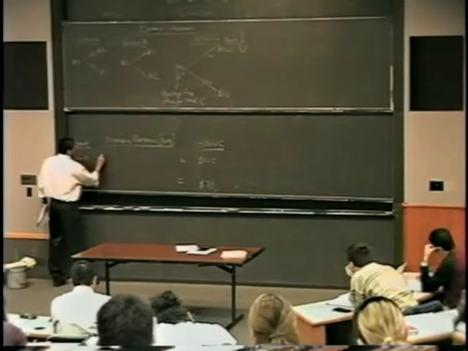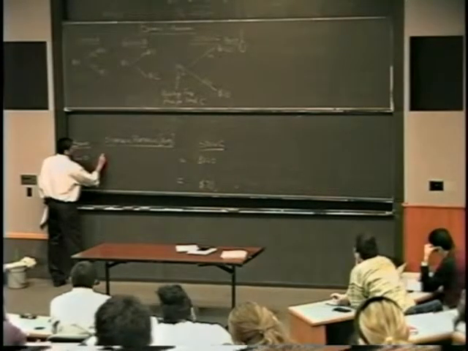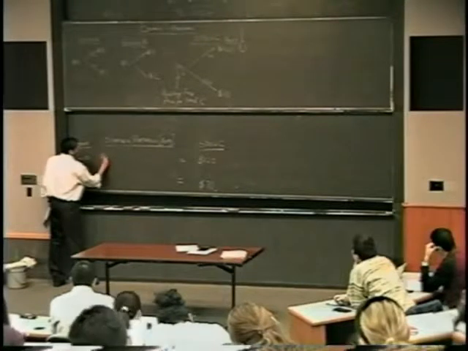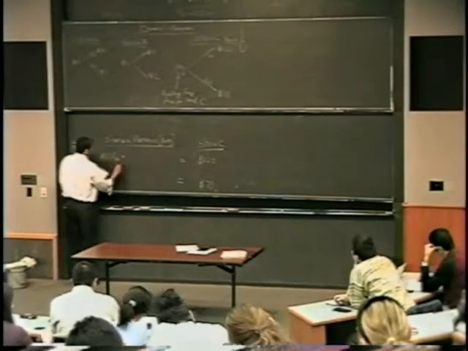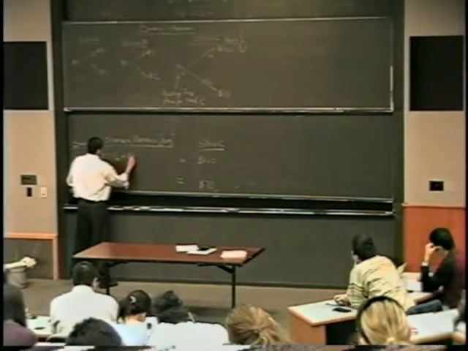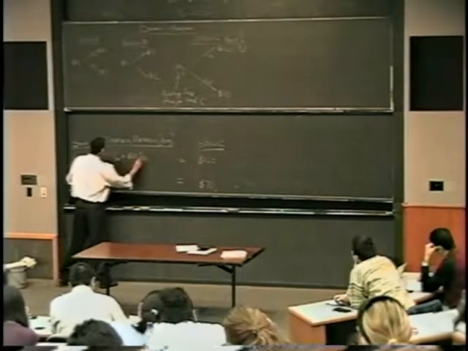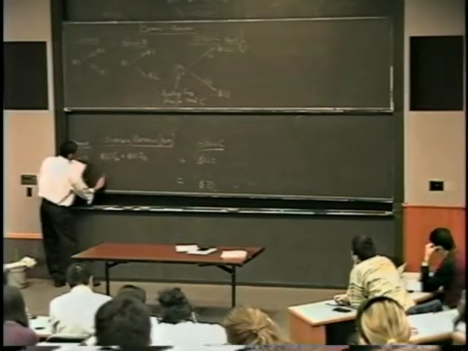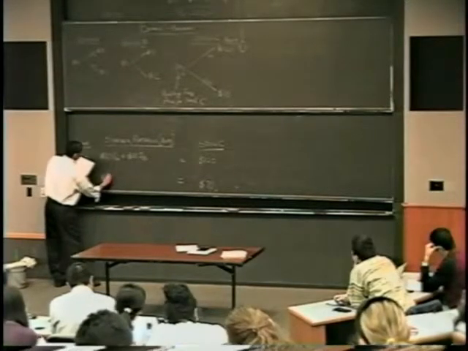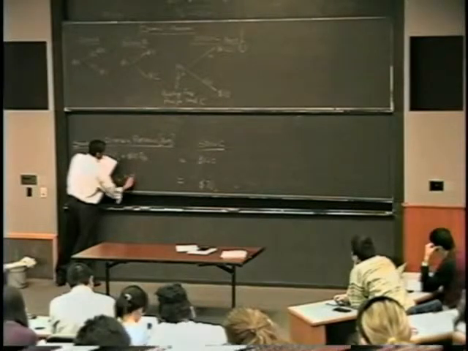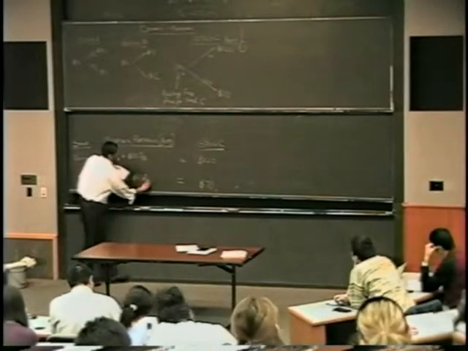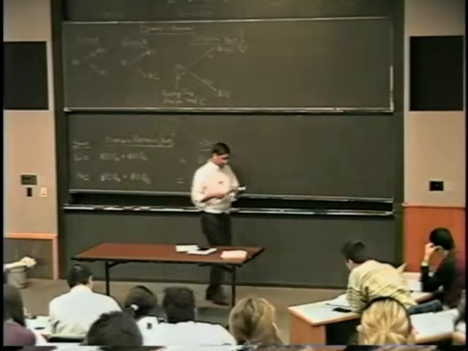For stock A, if the good state of the world occurs, the price is 30 multiplied by QA, that's right, plus 18 times QB. For the bad state, it's going to be 10 QA plus 12 QB. Go ahead and solve this. Tell me what you come up with.